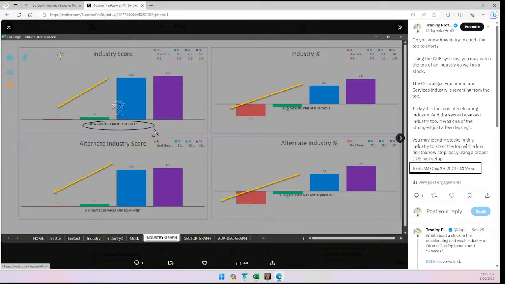Oil and gas equipment and services industry very rapidly declined in score, and this is Friday morning. The market was still up at that time. The market fell down later, but the market was still up in the morning session. But this industry was significantly down by more than 2%. This is showing how the score deteriorated from 5 days to 2 days to 1 day to real-time score.